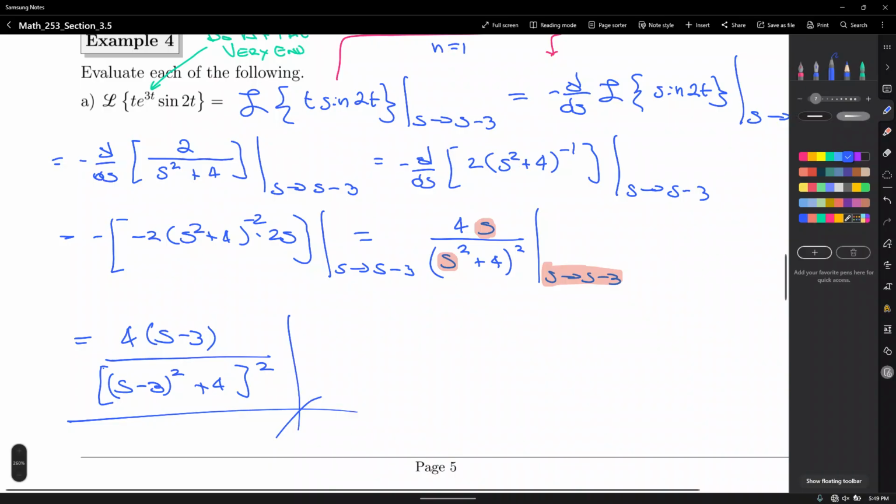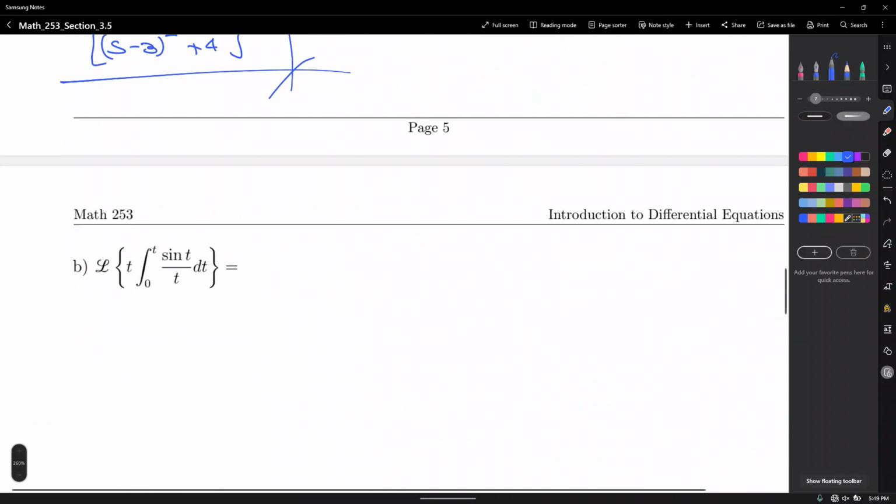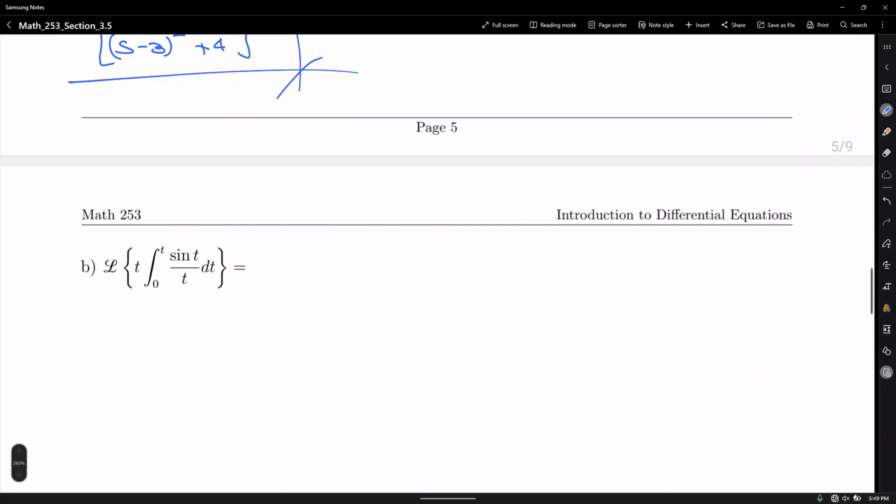More exercises where we will put together a few of these theorems. And of course, you're going to take a few for practice later. So what about the next one? This one is a good one: the Laplace transform of t times the integral from 0 to t of sine t over t dt. We can't cancel the t in front of the integral and the t in the denominator, right? So we're going to focus on doing the theorem.